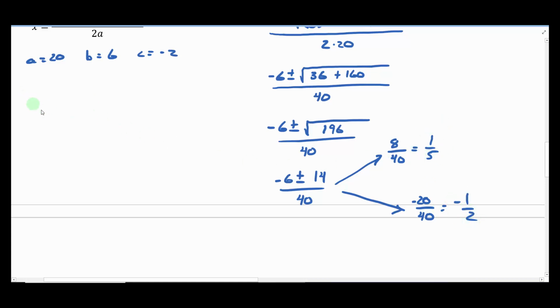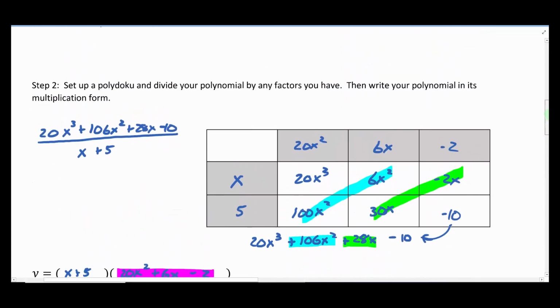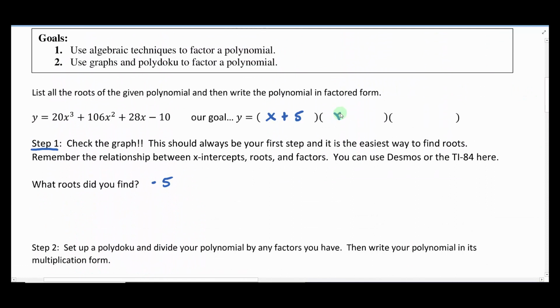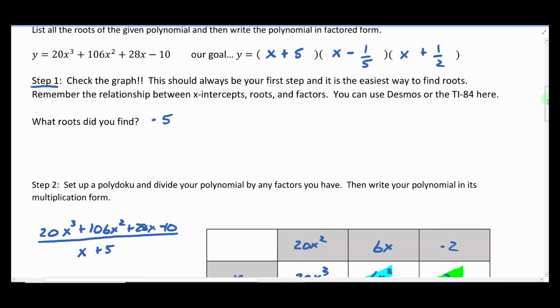And there's our two roots, right? So we find our other two roots to be x equals 1/5 and -1/2. So there's our other two roots. And I'm going to take those, if those are roots, and they are, we are going to write the factors, right? So if I have a root of positive 1/5, I need a factor of x minus 1/5. And then if I have a root of -1/2, then I need a factor of x plus 1/2. And then all of our roots, right? We've got -5, 1/5, and -1/2 as our three roots.